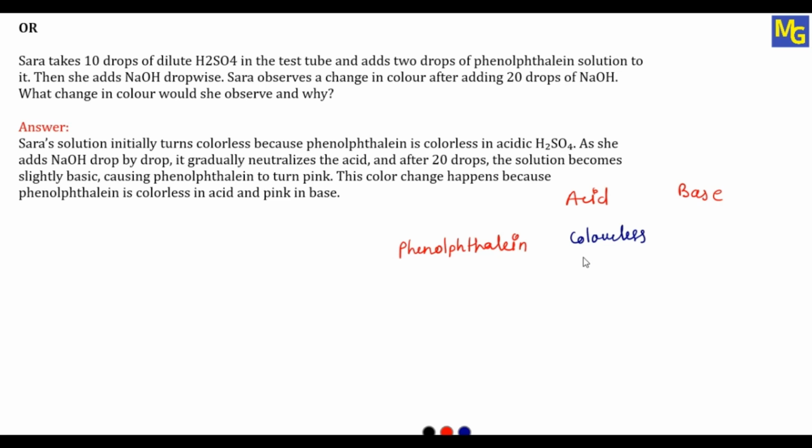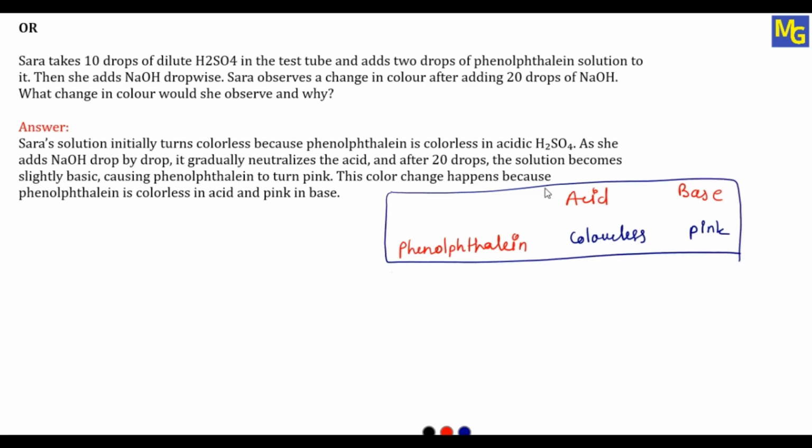I have already uploaded the video of this chapter, that is Acids, Bases and Salts. You can go through my channel and observe this whole chapter, and in detail I have explained everything. So in acid, if you add phenolphthalein, it will be colorless. In base, if you add phenolphthalein, it will be pink in color. So this you have to remember first. If you know this, then you can answer any such question if it comes in the exam. So make a note of this in your book. Now come to the answer.